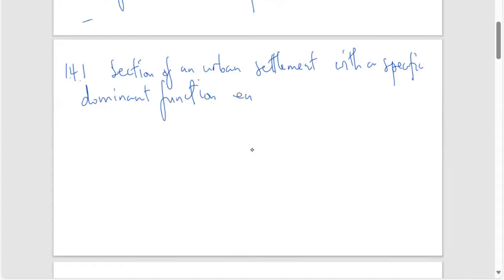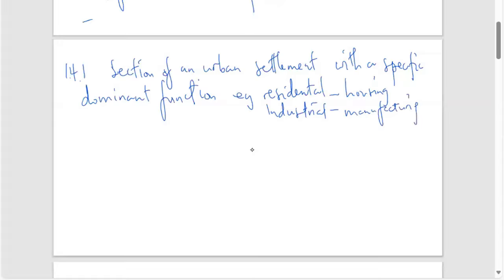For example, we can talk of a residential zone, which means that area is for housing. That is the dominant activity that is happening there. Or if you talk of an industrial zone, it means that area is specifically for manufacturing processes. Those are typical examples of land use zones. So we are saying it's a section of the urban area with a specific dominant function. That is the definition in simple terms. Right, we'll move on to the next question.